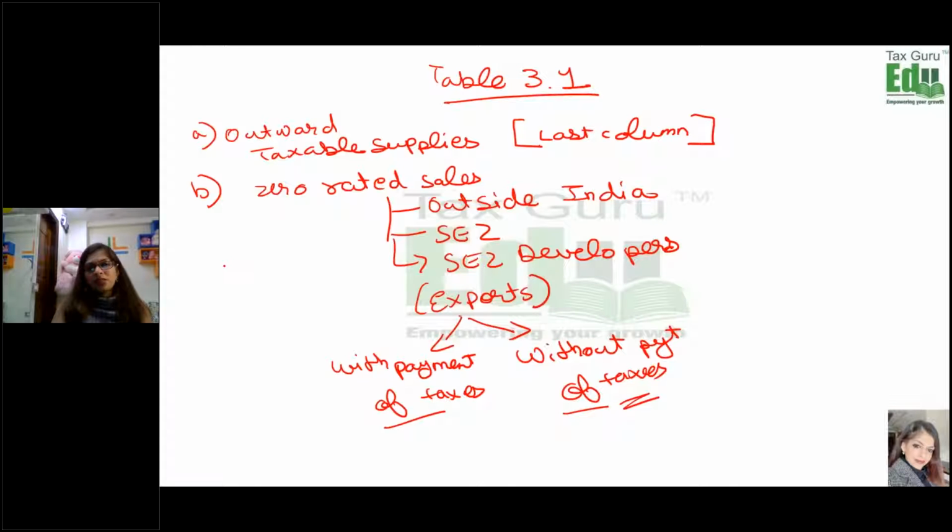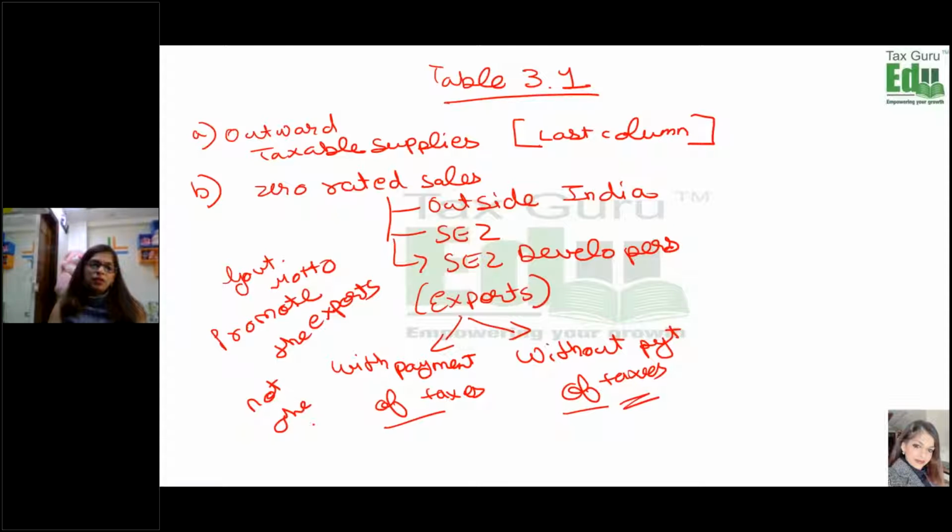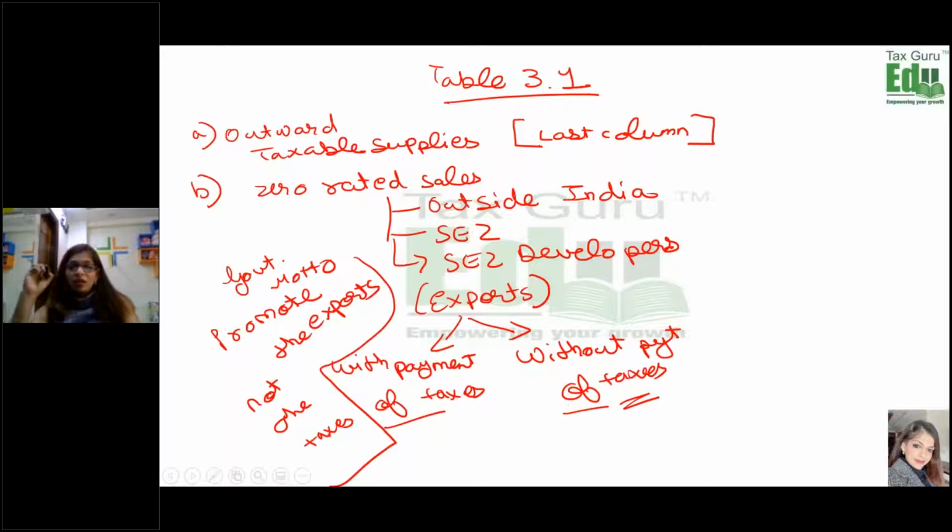So what my government says, if you know, the government motto is to promote the exports, not the taxes. The government says that we need to promote the exports, not the taxes. If the manufacturer or the trader or the service providers have to incur this GST liability because of the services or the goods they are supplying outside India, then they will be under a burden. So the government has given them a benefit in order to promote the exports from India.